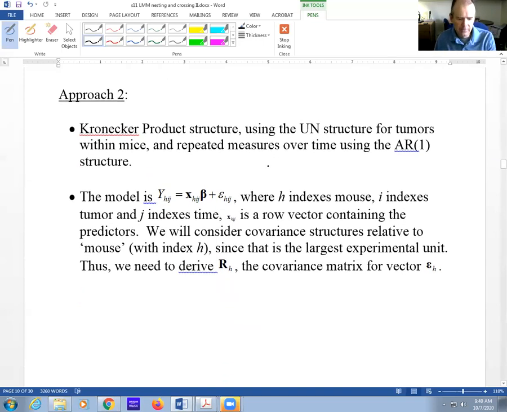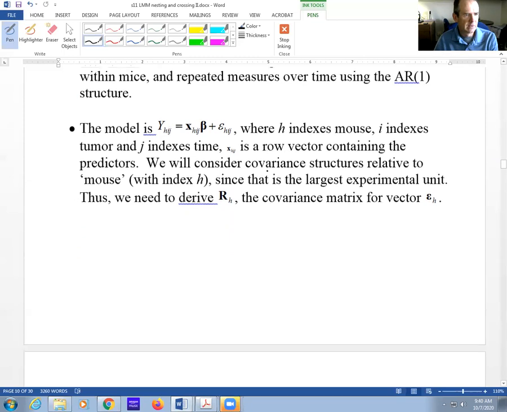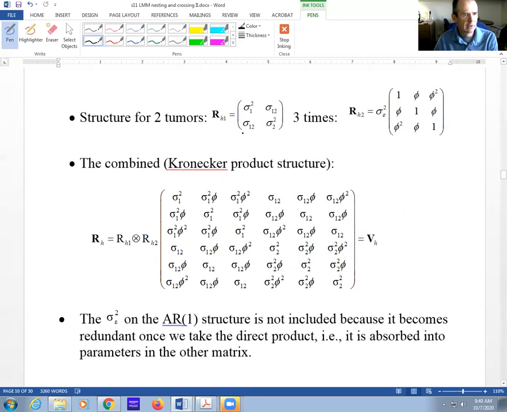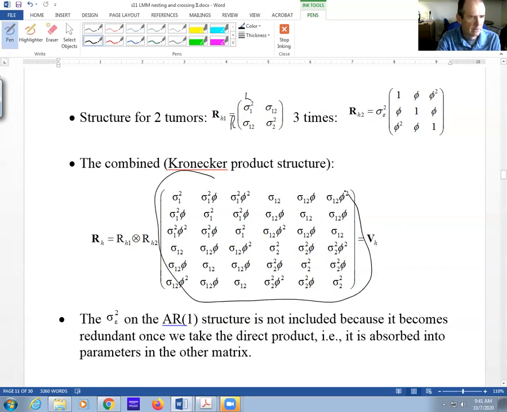So the second approach, we have the Kronecker product structure. And if that's the design that was used, this is what I would use for sure in this case. And so we have the 2 tumors. You can think of this, maybe it was left and right. If that's the case, that would be the structure that would make sense there. And then for the 3 times, we have the AR1 structure. And if you cross those, the resulting structure is here.